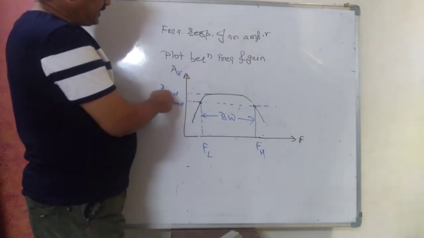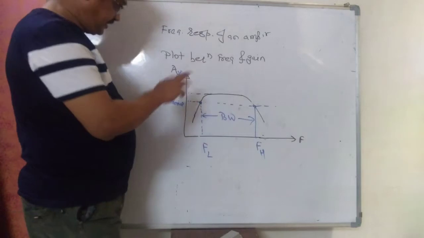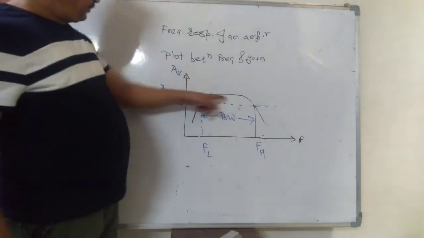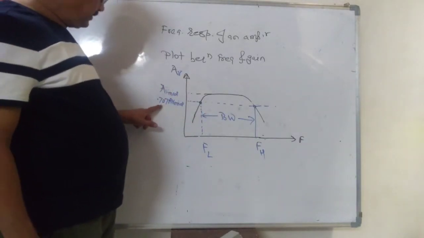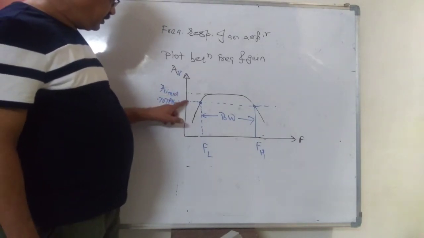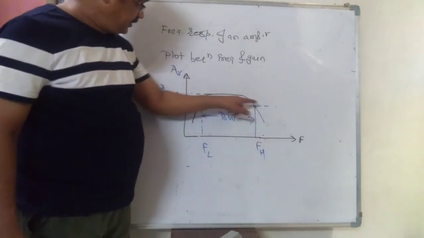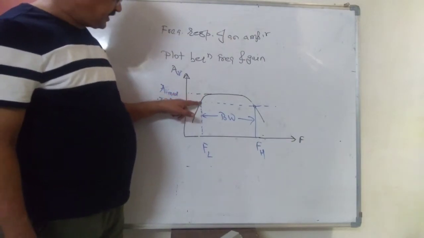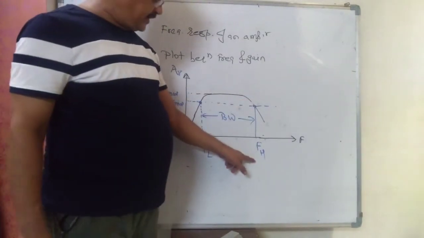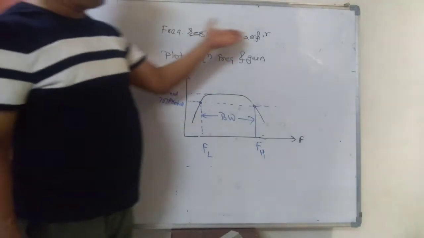We can indicate it as AV maximum because this is maximum gain. AV mid or AV maximum, anything, right? So low frequency region, high frequency region, and mid frequency region. So maximum gain is AV mid. Multiply it by 0.707 and select that point. Suppose this is 10, then it will be 7.07. Draw the line. That line will intersect the characteristics at 2 points. The first intersection is known as lower cutoff frequency. The second intersection is known as higher cutoff frequency. And the difference between higher and lower is known as bandwidth. This is frequency response of amplifier.